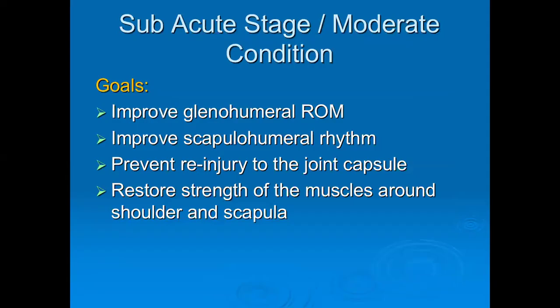If the patient is in the subacute stage, in the moderate condition, the goals are to work on the range of motion, improve the scapular rhythm, work on the strength of the muscles, and protect the joint from re-injury. The main goal in the subacute stage is the range of motion, as the pain has subsided in this state. That's why now we can work on the range of motion and the strength of the muscles around the shoulder and hip.